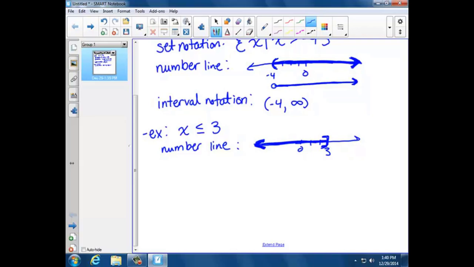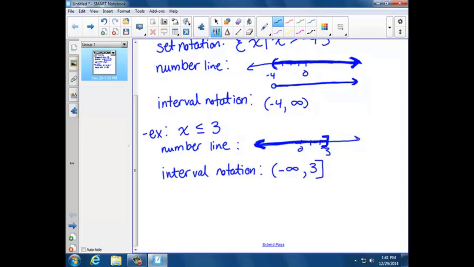So a parenthesis is going to be for less than or greater than, and a bracket is going to be for less than or equal to, greater than or equal to. I'll note that on the bottom in a second. So now interval notation. Think about it just like reading a book. We go from left to right. If I start at the left, my first values are at -infinity, and then I'm going until 3. So -infinity, comma 3. And just like on the number line, I'm going to end with a bracket to show that I'm including 3.